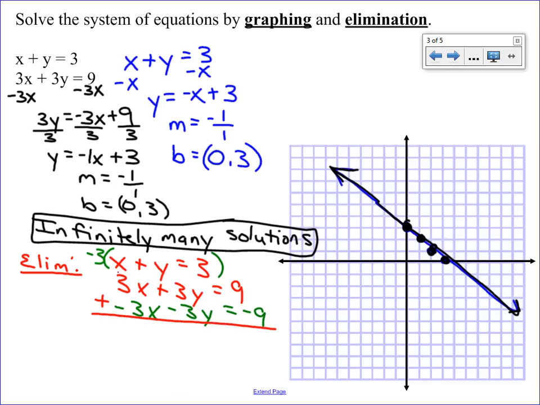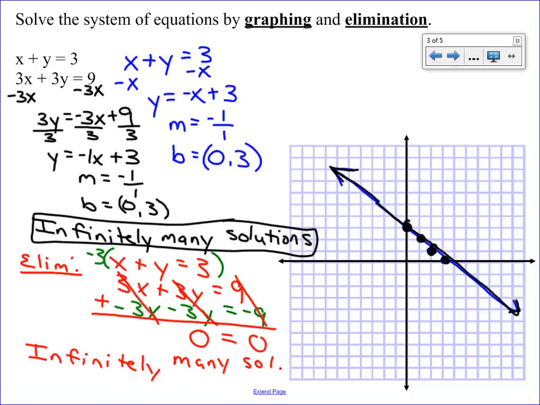And what you'll notice is that 3x and negative 3x are gone. But so are the 3y and the negative 3y. So again, we have 0 on this side. But on the other side, the 9 and the negative 9 also cancel. And we get 0 equals 0. Now that's true. And because that's true, it means that any combination of x's and y's that we plug in is going to work. So we actually have infinitely many solutions. And I should say any combination of x's and y's that actually fall on the line. So the algebra backs up what we saw graphically.